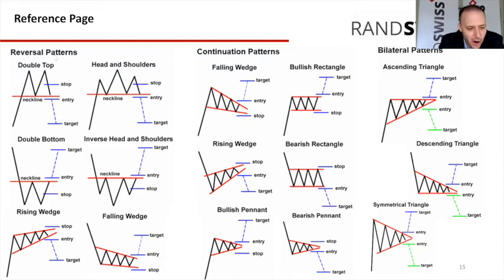Okay, rising wedge, falling wedge. These are interesting now. Everything to the left of that line are all reversal patterns, right? We're now going on to continuation. A reversal pattern is when the trend is happening, and you're looking to say when will this trend end?